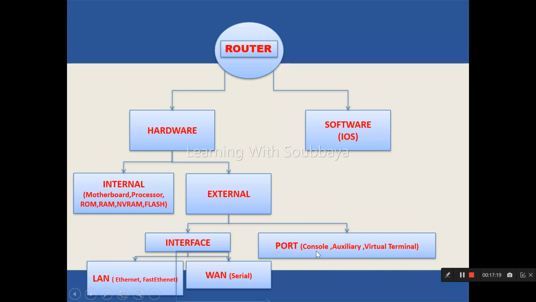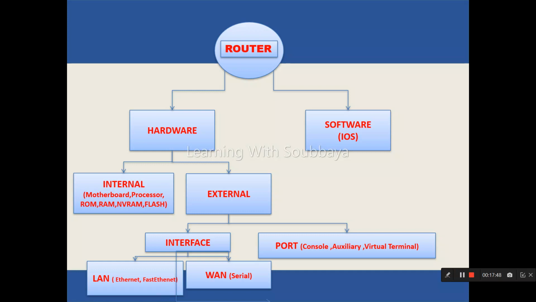Console port, auxiliary port and virtual terminal port are used for configuring the networking devices. The differences we'll study. Why we are using console port, why auxiliary port, why virtual terminal, we'll discuss later. Right now you should understand that router components are classified into hardware and software. When I say software, we have IOS, Internetworking Operating System.